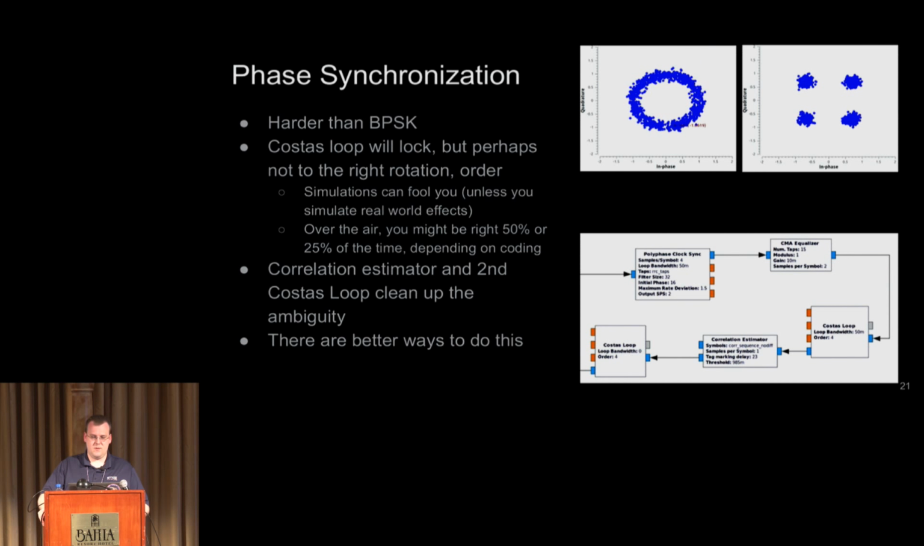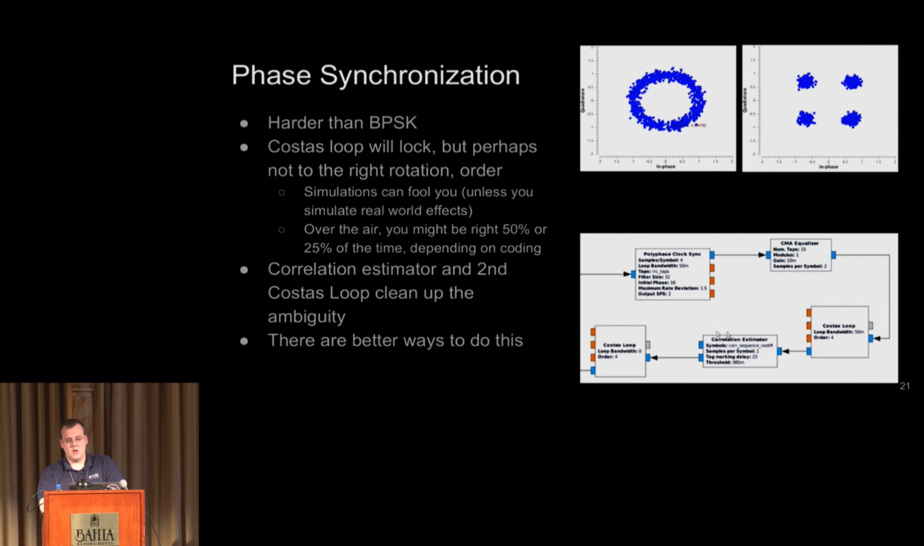So there was some work to get that right. I was given good advice on how to do this. I tried, I failed, and Derek taught me a neat little trick on how to deal with this, which is basically using 2 Costas loops. So you see here I've got the polyphase clock sync with CMA equalizer. We've got the first Costas loop to do some phase synchronization.